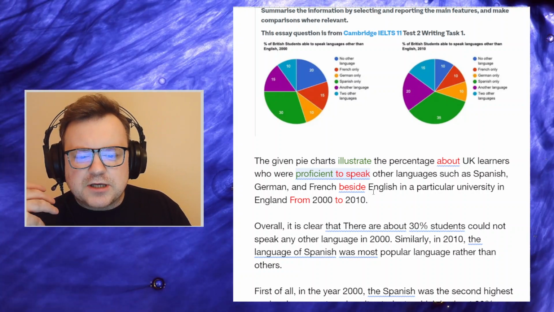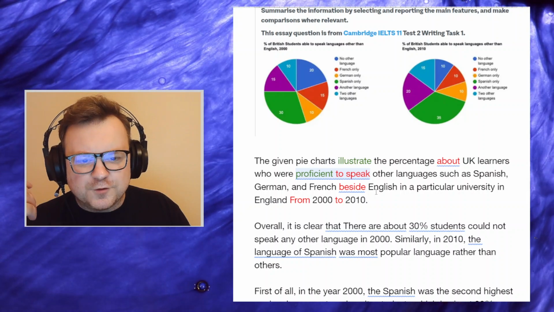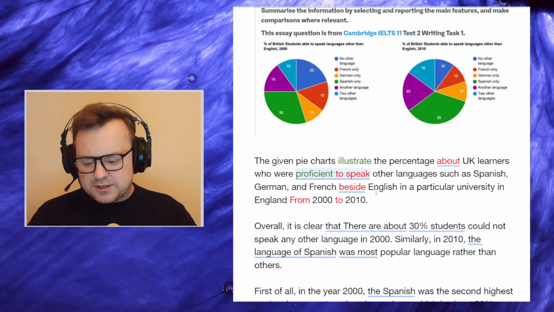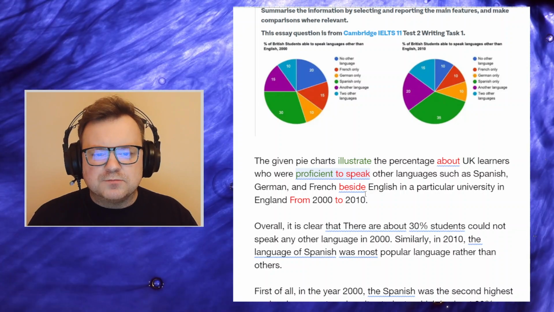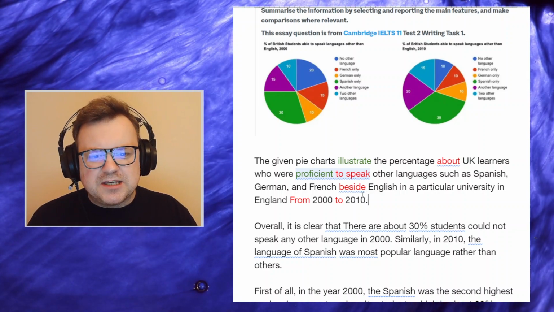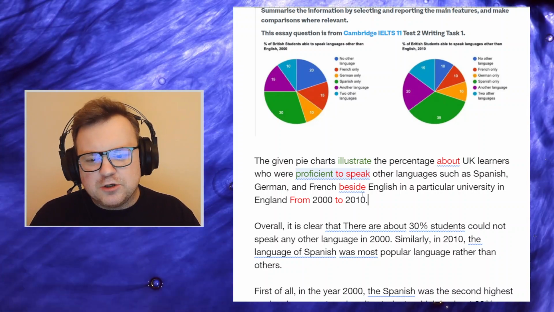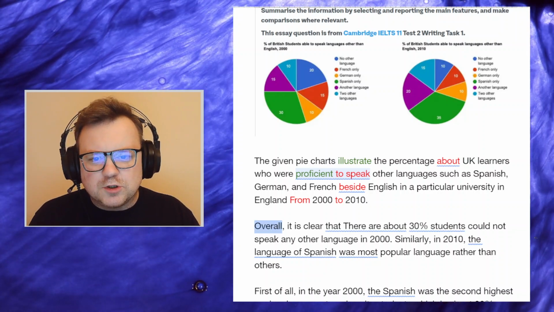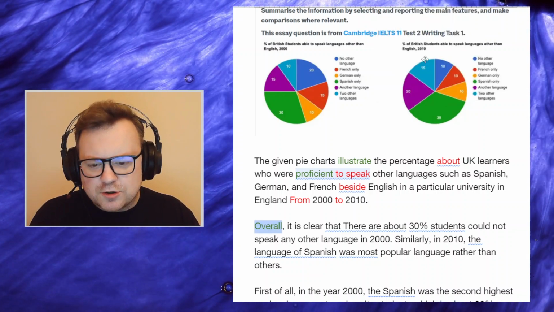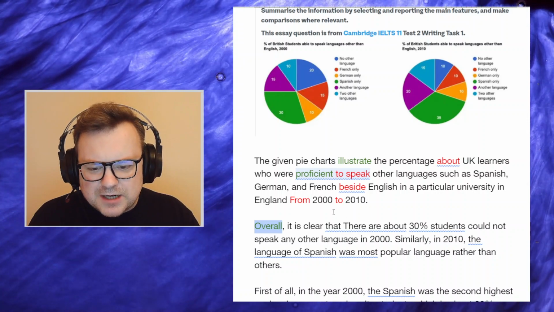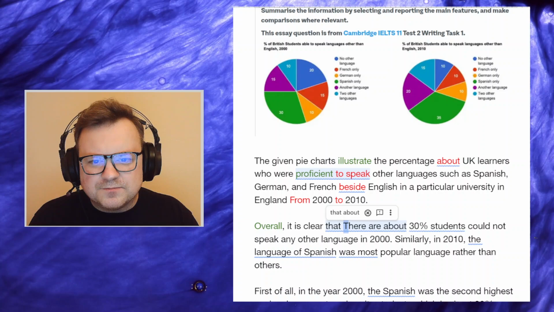Now, I guess the candidate is going to try to give the overview. So the overview is the key bits of information, not with the details, just the key features. Can the candidate select two good key features in her overview? Overall, good signposting language to show that it's an overview. It is clear that, and I don't know why we have the capital letter.